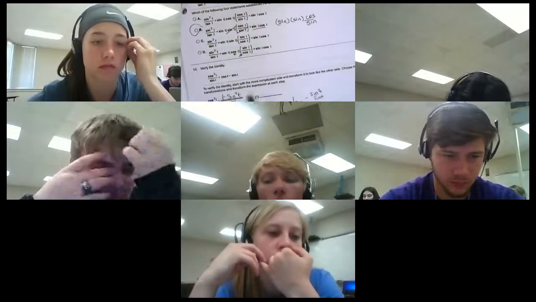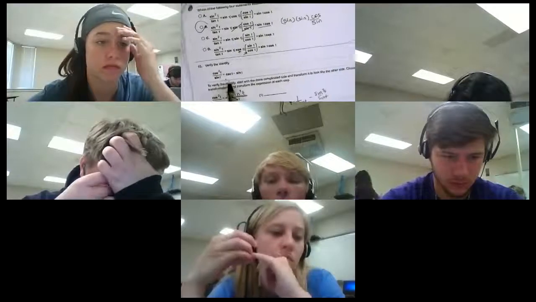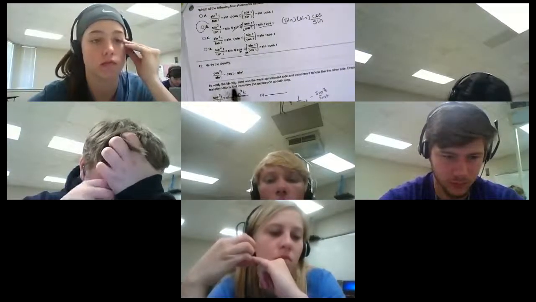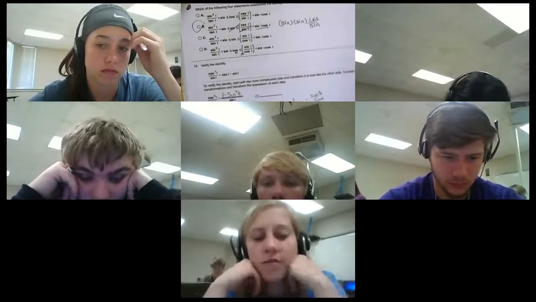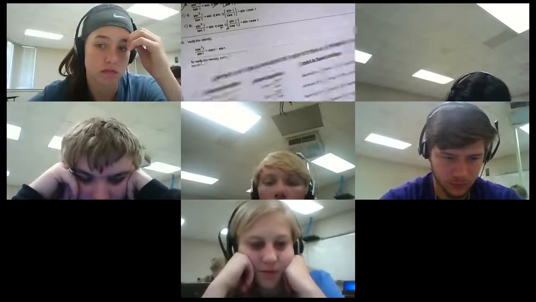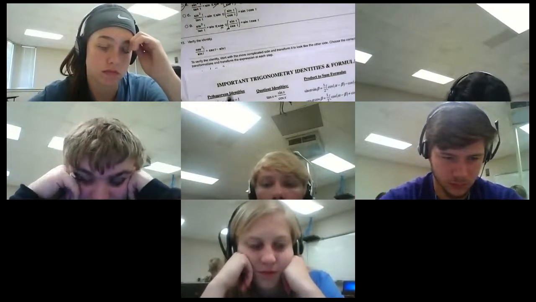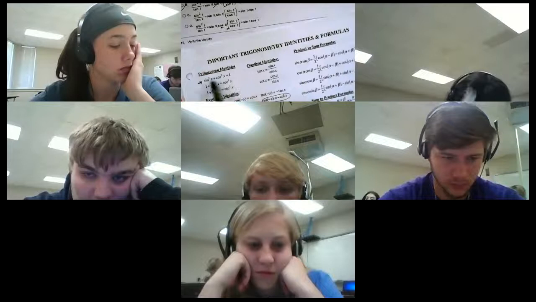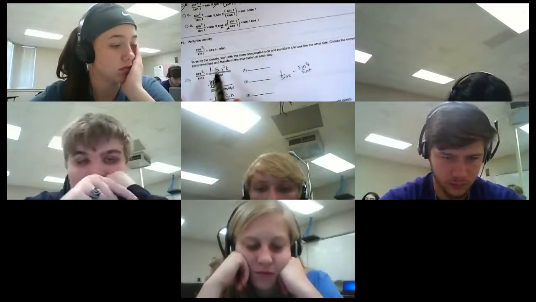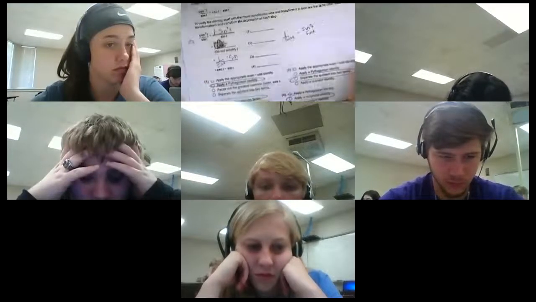Cosine squared over sine equals cosecant minus sine. To verify the identity, start with the more complicated side and transform to look like the other side. So we're going to replace cosine squared. We'll go over here, and there's cosine squared right there. It would be equal to 1 minus sine squared if I move that sine squared over. So that's what we did. We replace it with 1 minus sine squared. We applied a Pythagorean identity.